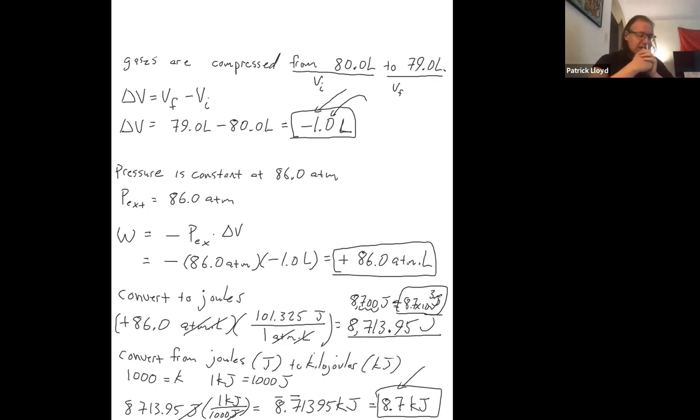Now we're going to move on into something called enthalpy. So we're in section 5.3, and we're going to talk about enthalpy. The symbol for enthalpy is an H.